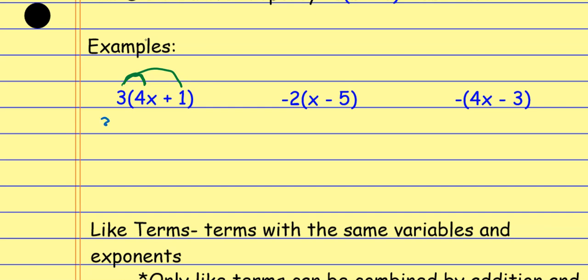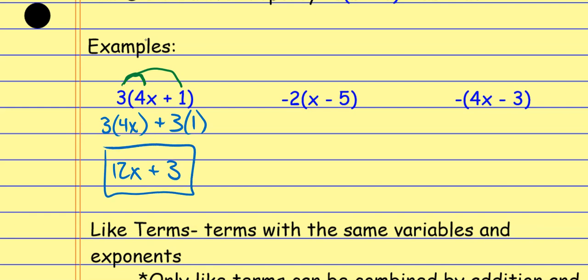I say, hey, you know what? I'm going to do this times 3, but I'm going to give it to the 4x. And then I'm going to take that times 3, and I'm going to give it to this positive 1, all right? I'm giving that multiplication away to everything in the parentheses. And now I actually do the multiplication. 3 times 4 is a 12, so that's 12x. 3 times 1 is a 3, and that's it. All right? And so if we talk about simplifying, the distributive property is one of the ways that we simplify this thing. Okay?